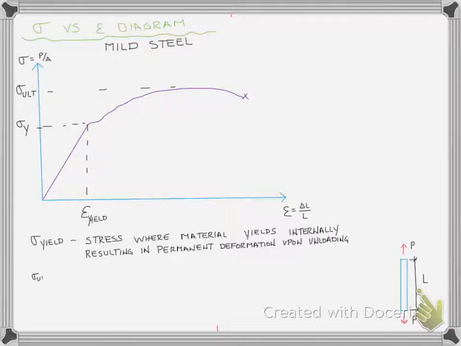Now, if we load past sigma yield, we continue loading until we get to the maximum load that we say our material can take, and based on engineering stress, we would call that our sigma ultimate. And the sigma ultimate is still found using P over A, and that's the original cross-sectional area. And so when we do base this ultimate load, it is on that, it's called the engineering stress, because it is based on the original area.